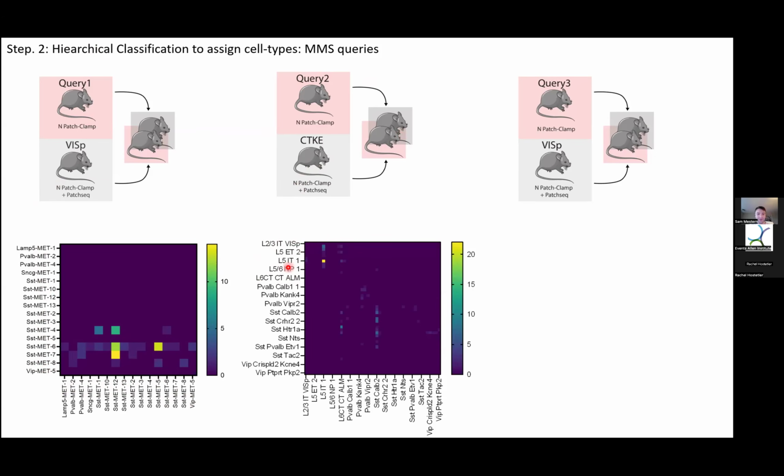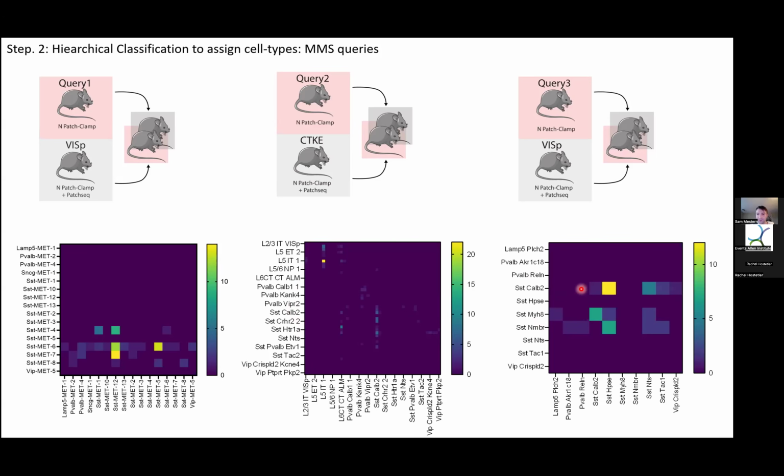Similar idea here for query 2, where I did see good overall general classification, meaning the pyramidal cells were being classified as some type of pyramidal cell, the PV cells as some type of PV cell, SST as some type of SST, and so on. However, the exact subtypes, again, were not predicted well. And finally, it's the same case for query 3, where we saw good prediction of SST overall, but lower accuracy when it came to the specific subtype of SST we were predicting.